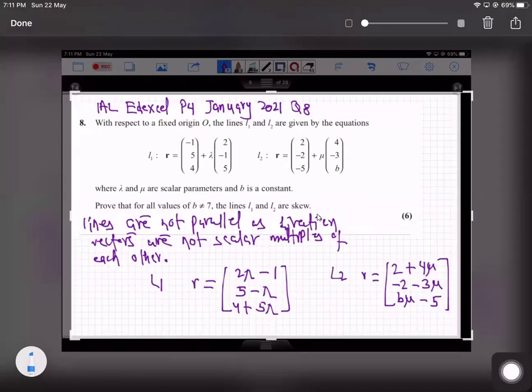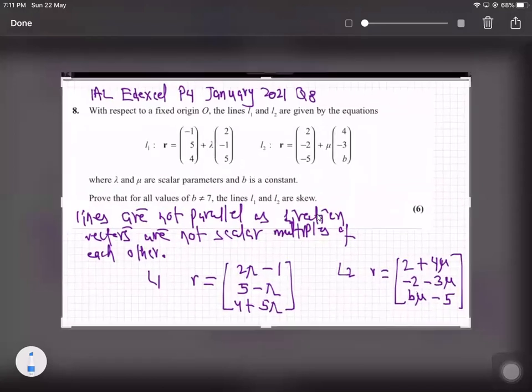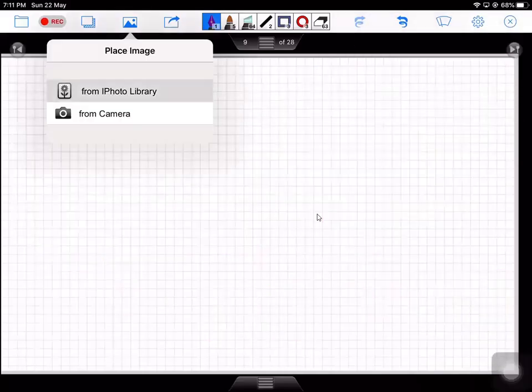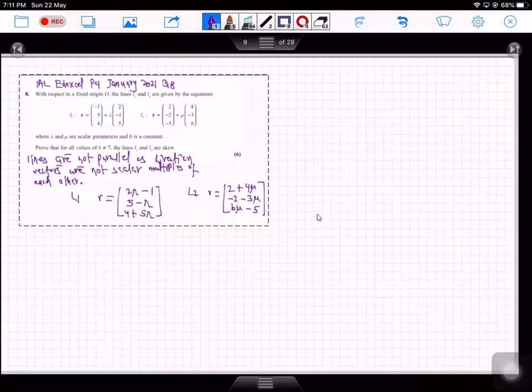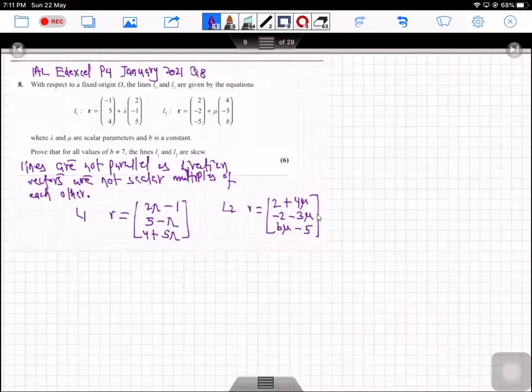So what we are going to do, we are going to equate their x components and y components to each other, solve the equation simultaneously, obtain the values of lambda and mu, and put it into the z component. Okay, so first of all, I'm equating the x component to x component. So 2 lambda minus 1 is equal to 2 plus 4 mu.